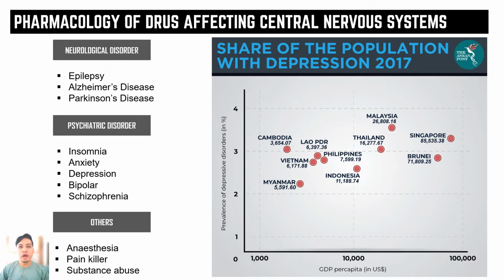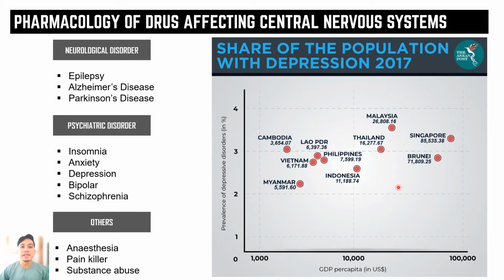Let's recap what you have learned previously in this course. You have been introduced to various pharmacological classes of drugs used to treat neurological disorders such as epilepsy, Alzheimer's disease, and Parkinson's disease, as well as psychiatric disorders such as insomnia, anxiety, depression, bipolar disorder, and schizophrenia. Besides that, anesthetics, painkillers, and substances that may lead to abuse were also covered in this course.